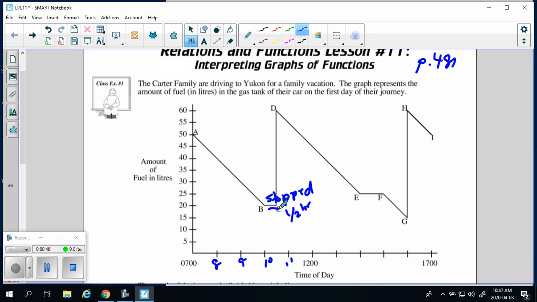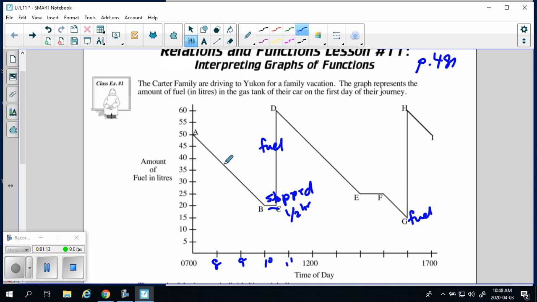And then after that stop, it seems that the gas suddenly went back up again. So what they must have done is they must have added some fuel. And then they were driving again, and then they stopped. But over here, they did not add any fuel because the fuel didn't jump again. And then they were driving, and then they fueled up here. You can see that big jump, and they were driving again.